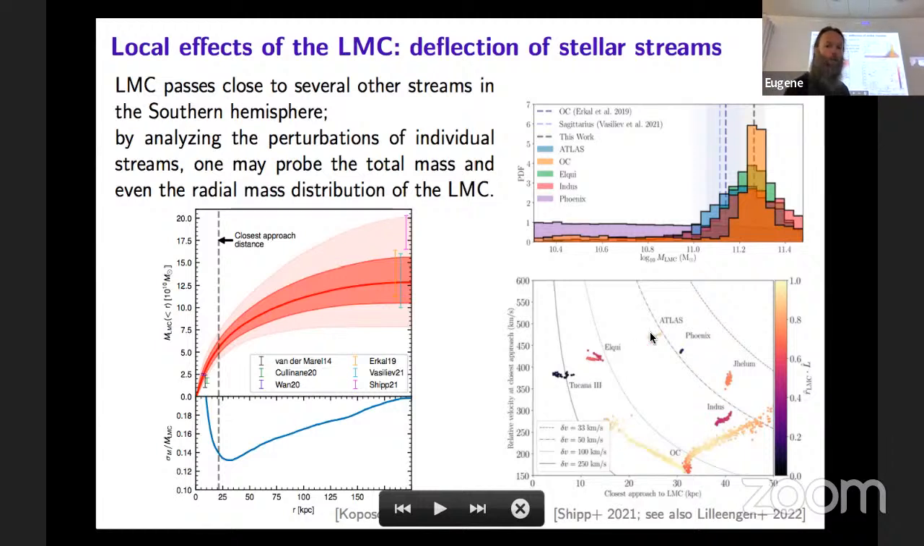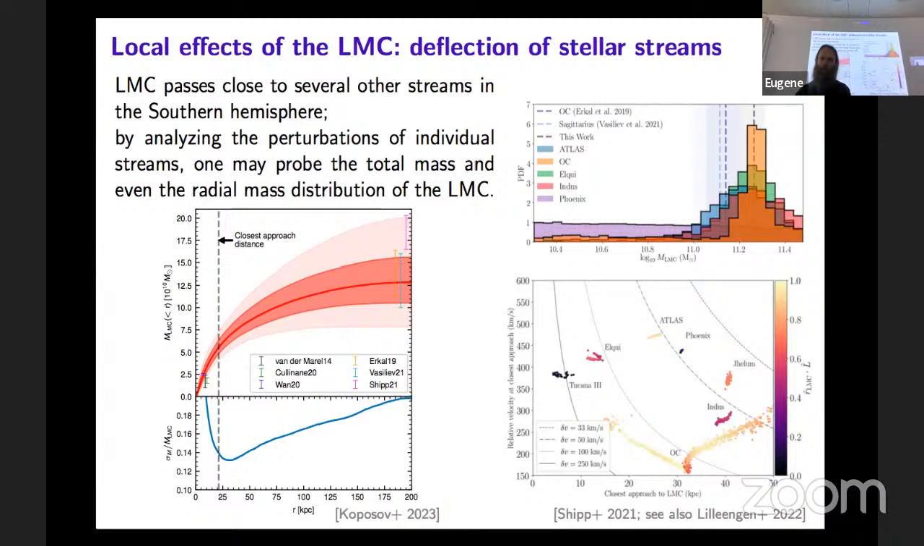There are other streams that have even closer passages to the LMC, but with higher relative velocities. And of course, the dynamical effect is the combination of the relative distance and relative velocity. So the strength of the effects are parameterized by these isolines. Anyway, from the perturbations on the stream, you could in principle measure the LMC mass because, well, the more massive it is, the larger would be this kind of deflection.